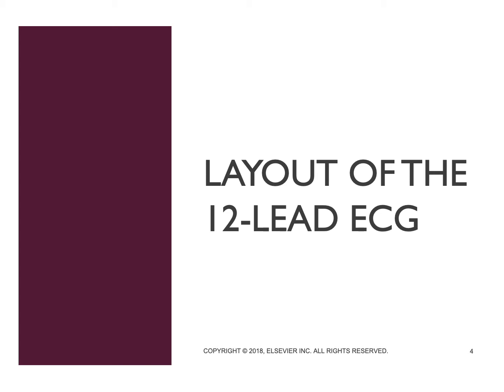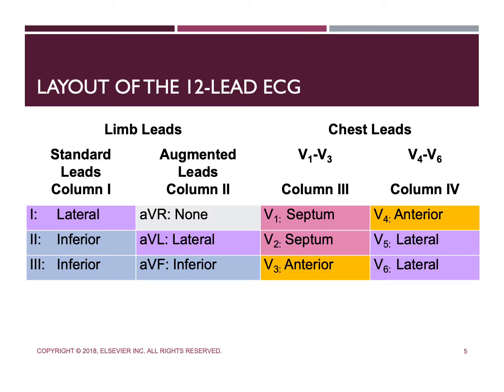So now we're going to get into the layout of a 12 lead ECG. Most 12 lead monitors are going to record all 12 leads simultaneously, but they're going to display them in a conventional 3-row by 4-column format. The standard limb leads are going to be recorded in the first column. The augmented limb leads are going to be in the second column, and the chest leads are going to be in the third and the fourth column.